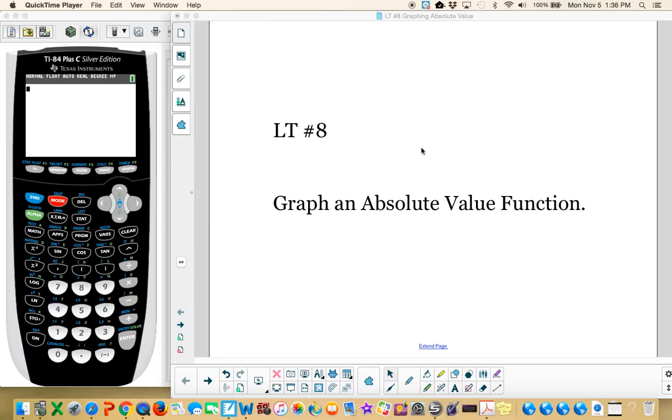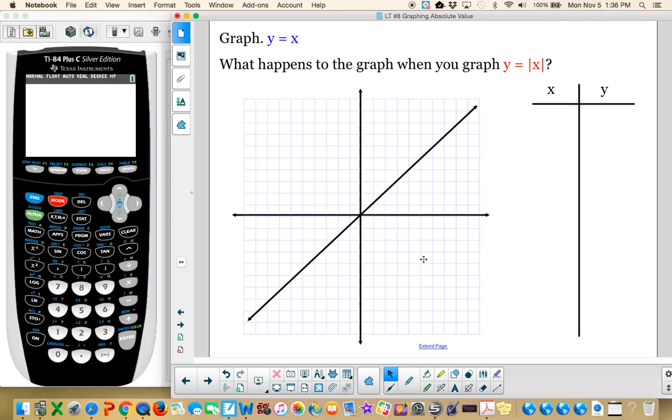Let's graph absolute value functions. This is Learning Target 8 in Unit 5, absolute value. If we graph y equals x, we get this line. It has a slope of 1, it has a y-intercept of 0. What happens if we want to graph the line y equals absolute value of x?